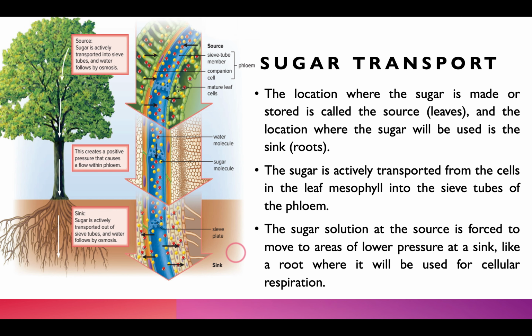Although leaves are generally the source, some modified roots and stems such as carrots, beets, and potatoes are also examples of sources that provide much needed sugar, especially during winter or periods of dormancy.